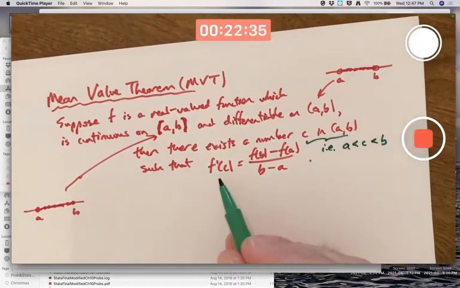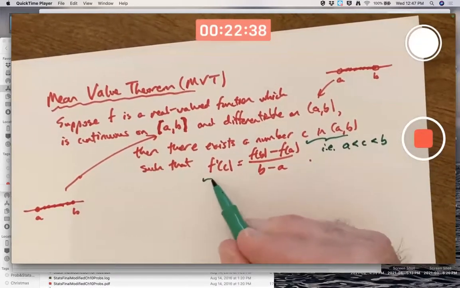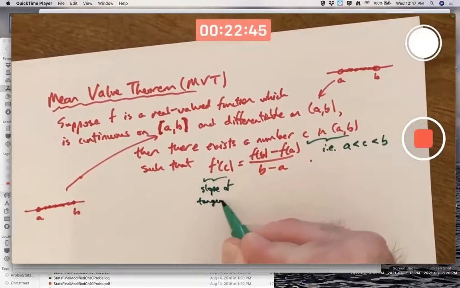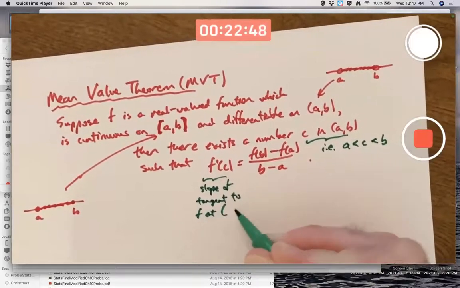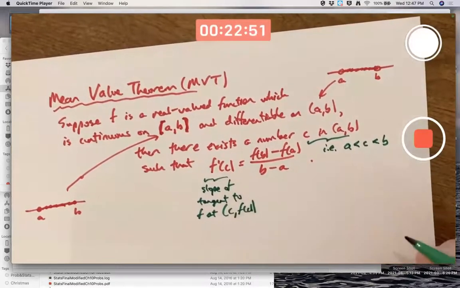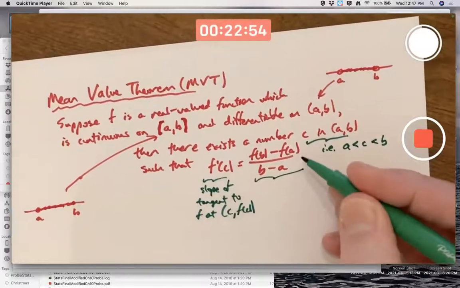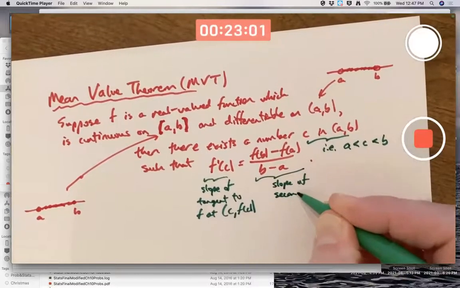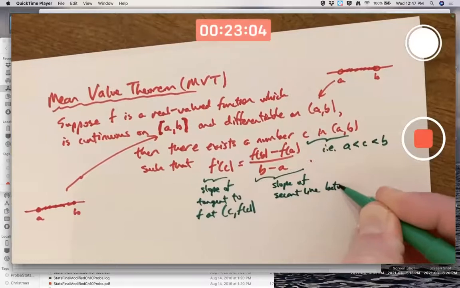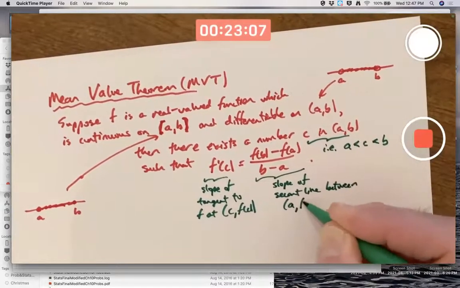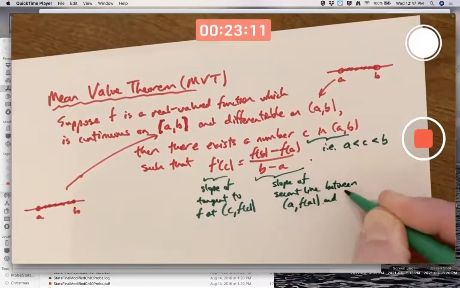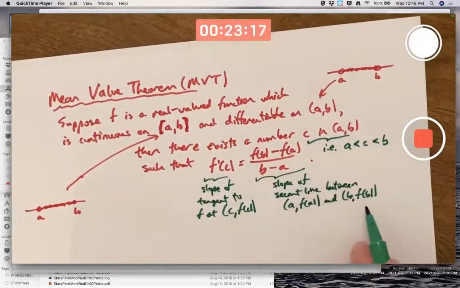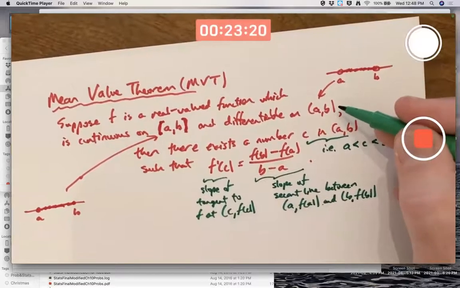So that the derivative at c, the slope of a tangent line, slope of tangent to f at the point c comma f of c, equals this quantity, which is really a rise over run. This is a slope of a secant line between 2 points on the graph of f, a comma f of a, and b comma f of b. These three things are points, whereas this thing is not a point. That's an interval, but these represent points.